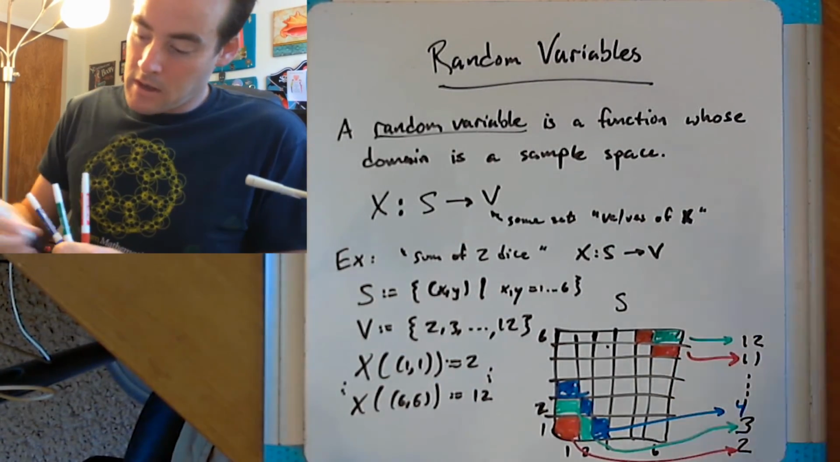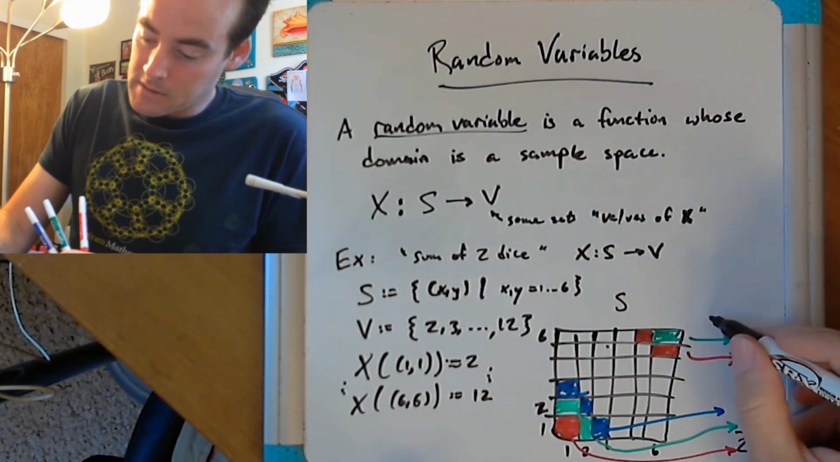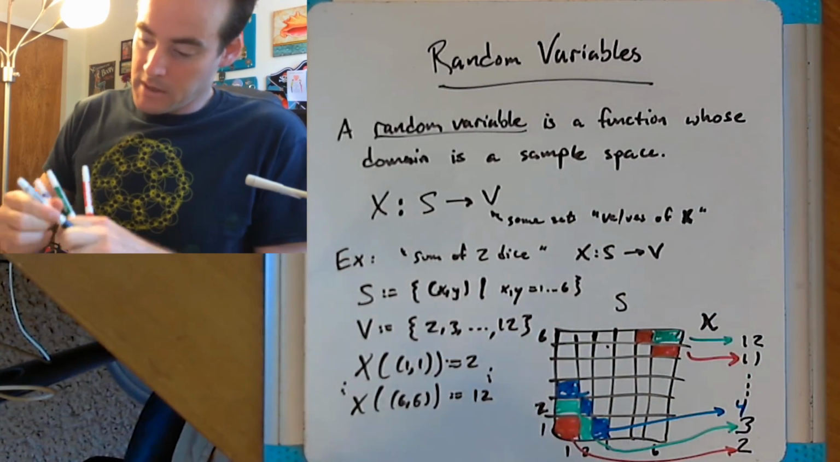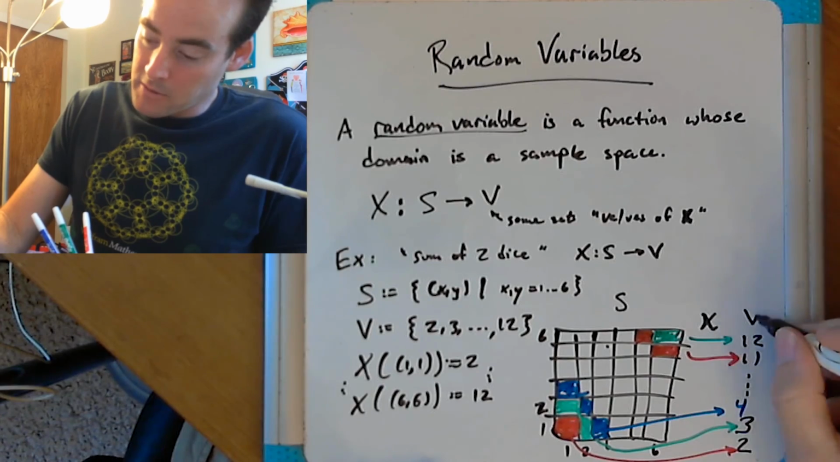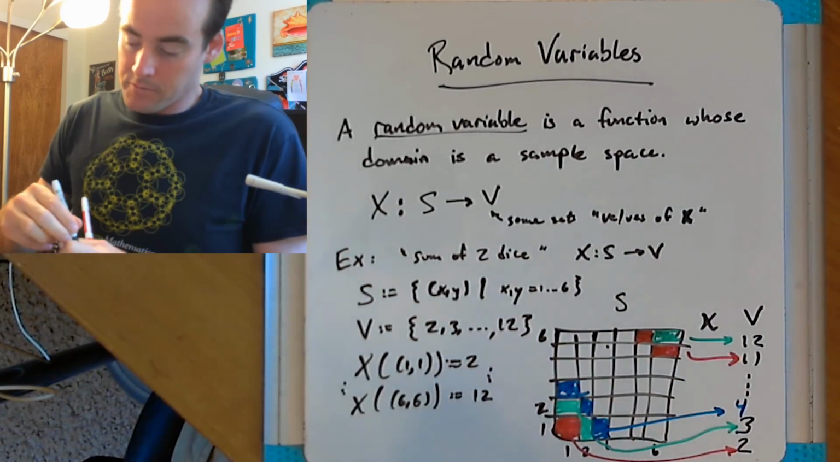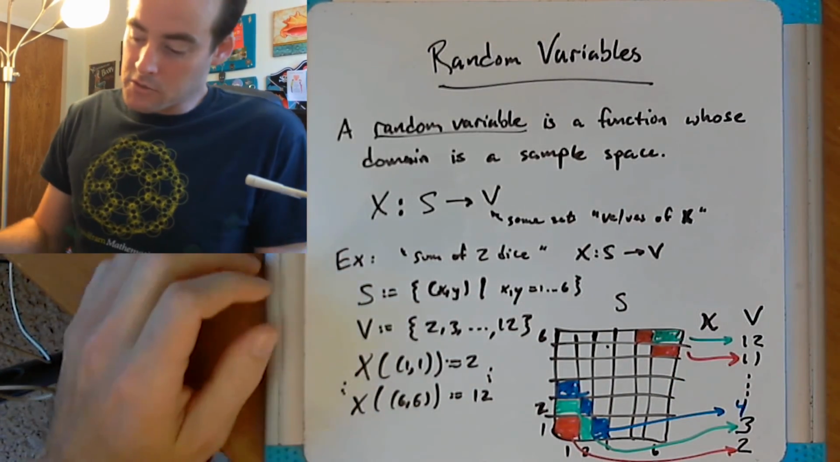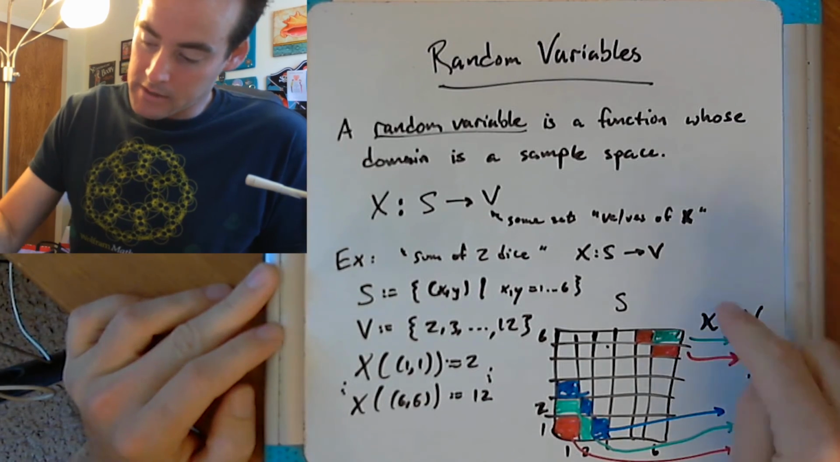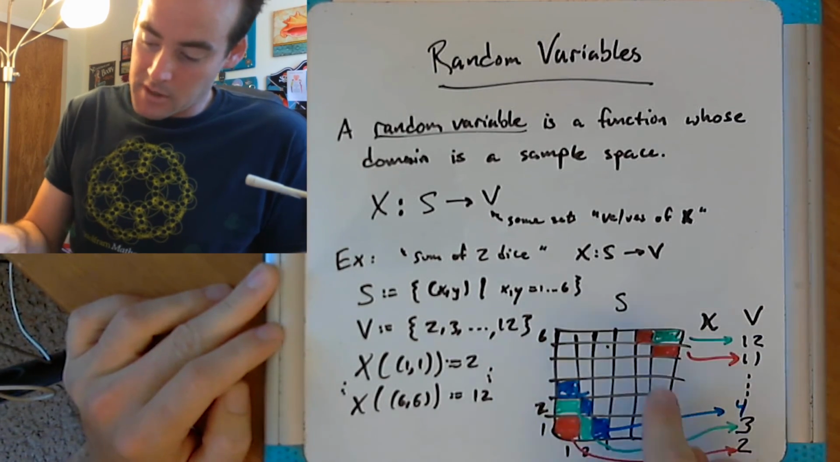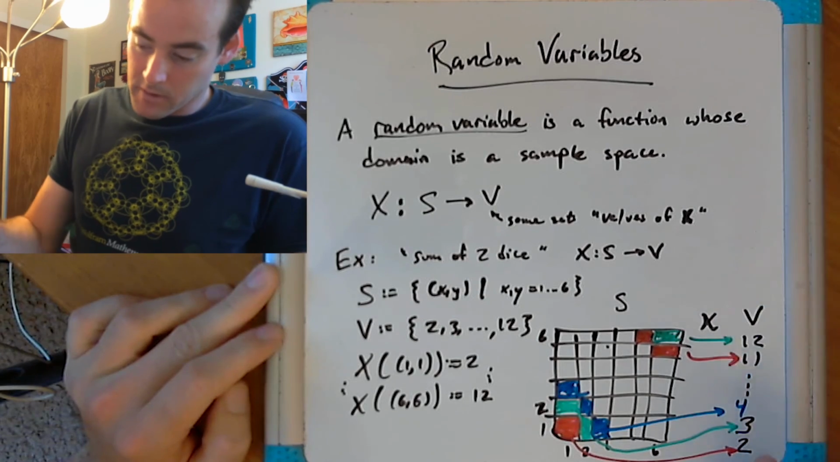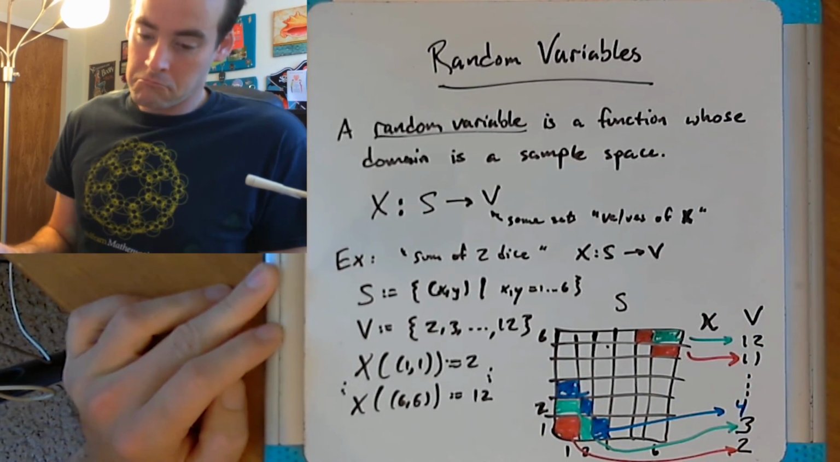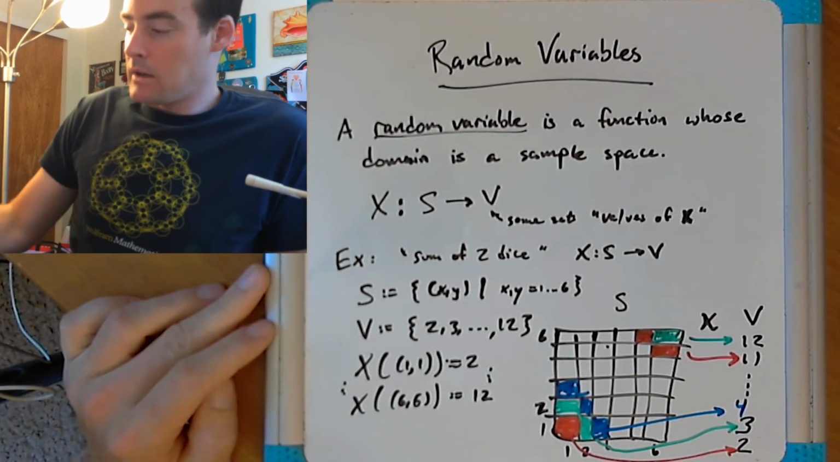And all this mapping, all these arrows, this is exactly what the function X is doing in order to map from the sample space S to V. So this is sort of a graphical way of showing how X is a function that for every element of the sample space associates a number, one of the elements of V. Okay, so that's a random variable.